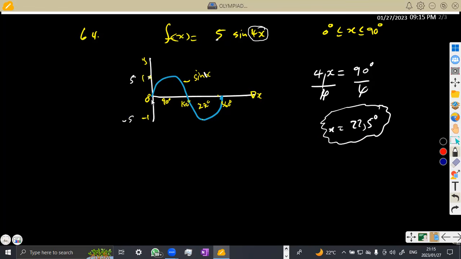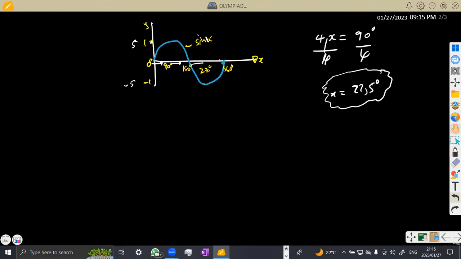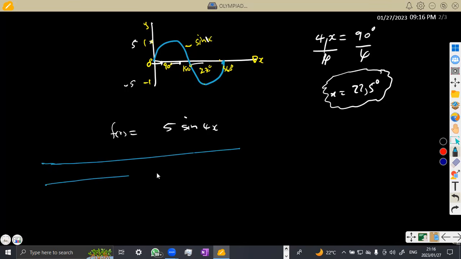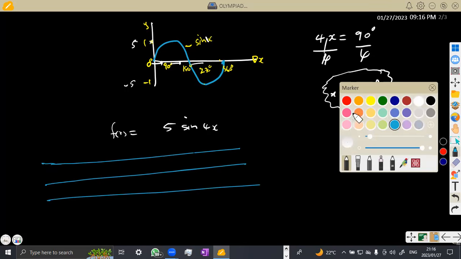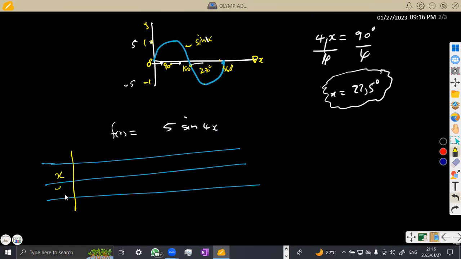22.5 instead of having 0, 90, 180, 270. No, we are no longer having this. So our table of values now can be drawn like this. Remember, this is the graph of f of x, which is equivalent to 5 sine 4x. So let me just try to draw our table. Remember, it's from 0 to 90 degrees. This is what you're given. So this is x and y.